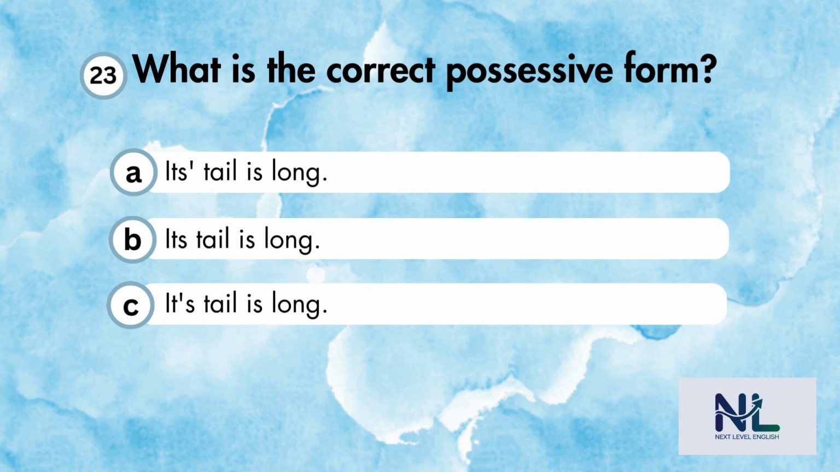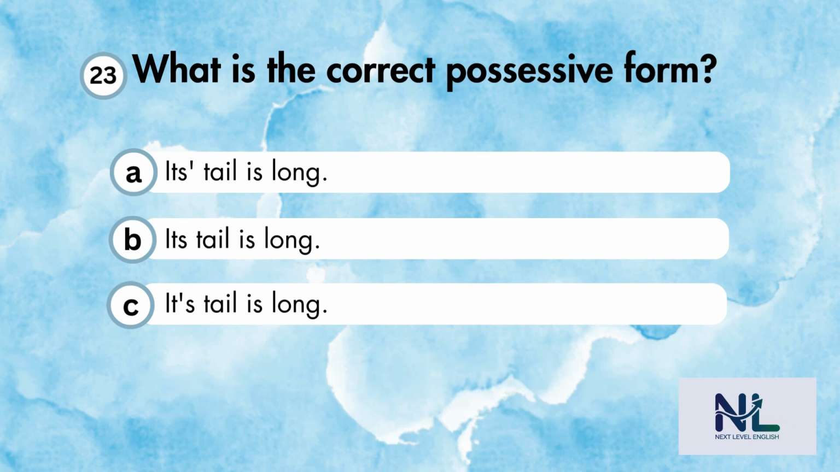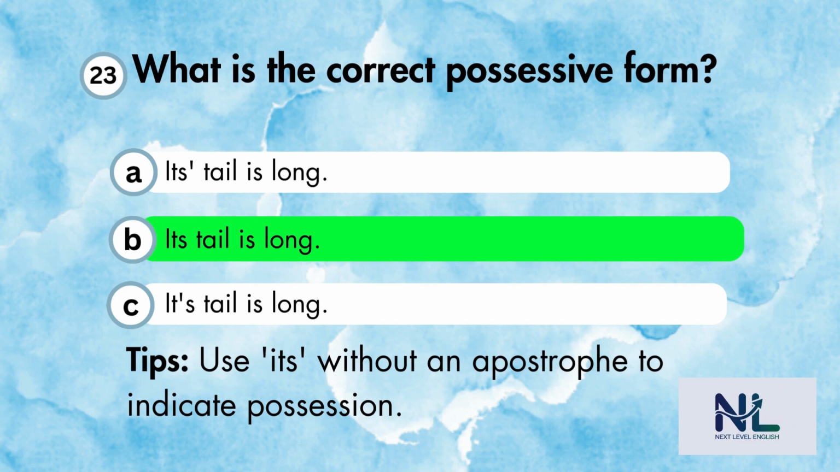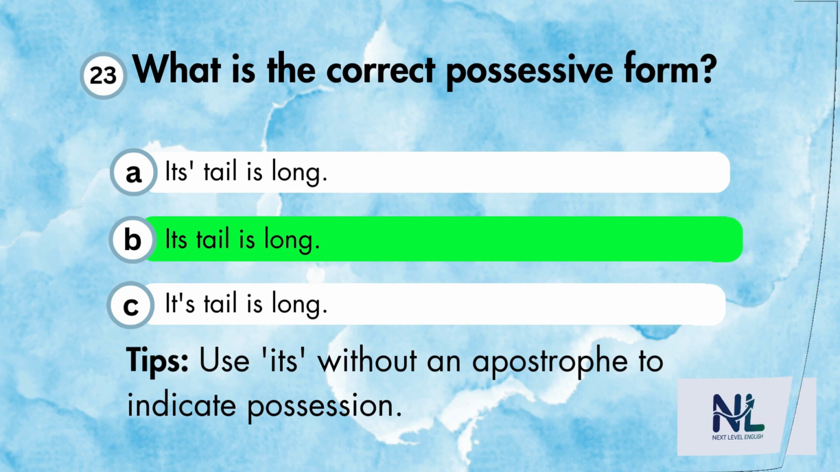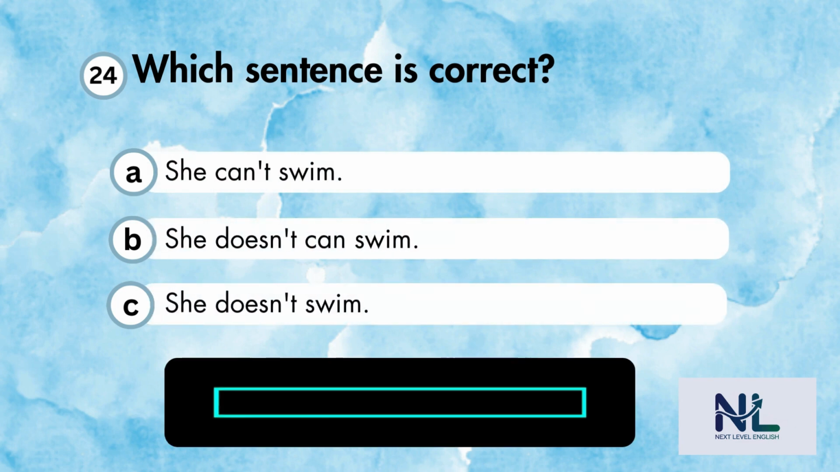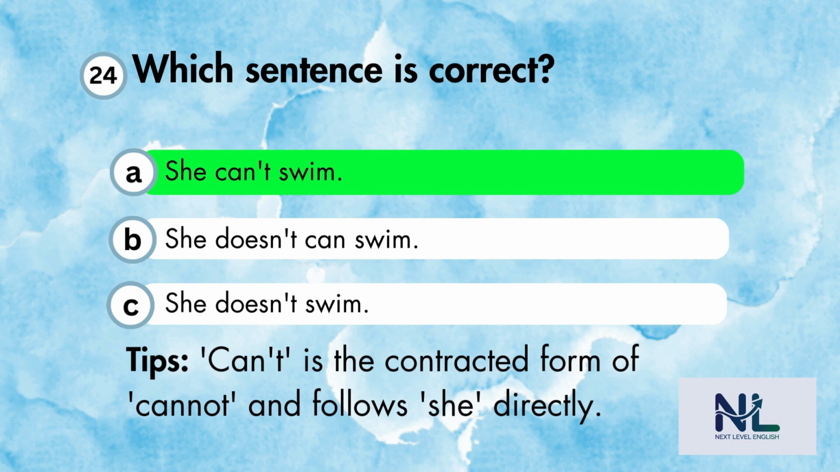23. What is the correct possessive form? Its tail is long. Tips: use its without an apostrophe to indicate possession. 24. Which sentence is correct? She can't swim. Tips: can't is the contracted form of cannot and follows she directly.